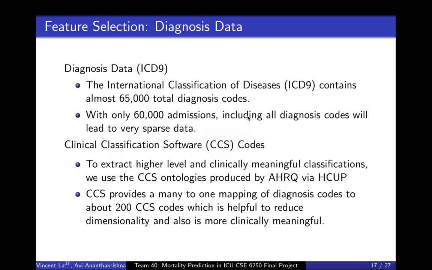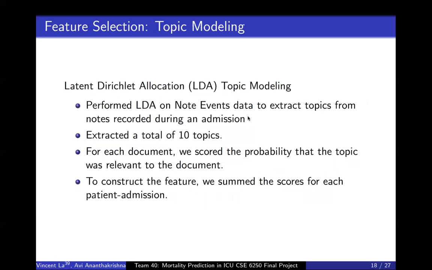So just to rehash what I said before, for the diagnosis data, ICD-9 codes, there are 65,000 total codes, but we only have 60,000 admissions, so that would lead to sparse data. That's why we use CCS codes. And then for LDA, we performed LDA on note events, one of the tables provided in the MIMIC dataset, to extract topics from notes recorded during the admission. We extracted only a total of 10 topics because we felt that was an intuitive way to reduce the dimensionality. We didn't want to make it too sparse.